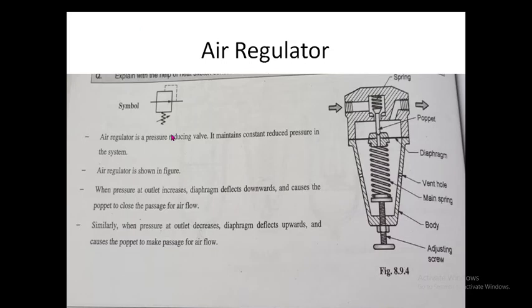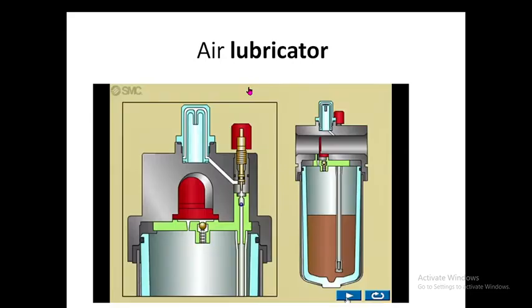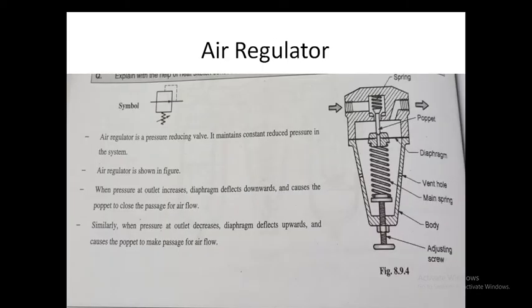Now we are going to see this air regulator. This is the normal air regulator, where we are going to regulate the pressure of the air. Here you can concentrate on this cursor. From this way, the fresh air is coming from the compressor.